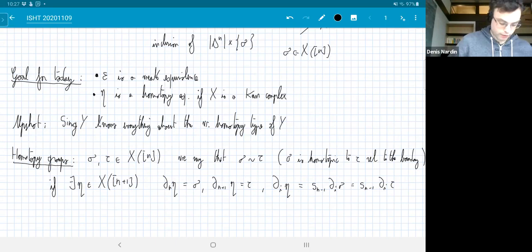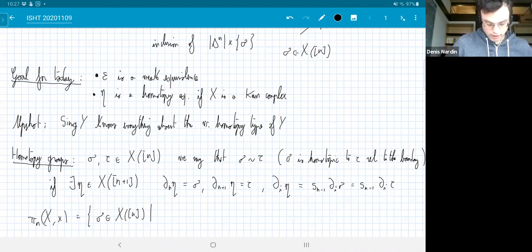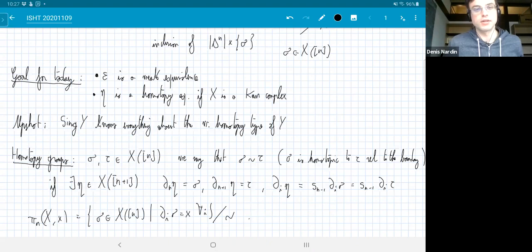And we defined pi_n(X, x) as the set of n-simplices such that the i-th face of sigma is the constant map at x for every i, modulo this relation. This shouldn't be a huge surprise if you've seen the classical definition of homotopy groups before. And as an exercise that I left last time, and that is actually going to be in the exercise sheet, you have to show that this relation of being homotopic relative to the boundary, in the case when X is Sing of something, is just the classical relation. So in particular, this is the classical notion of homotopy groups.